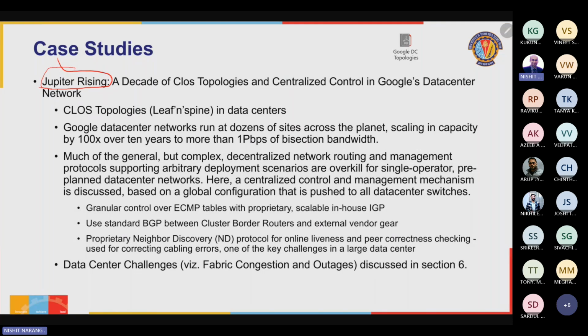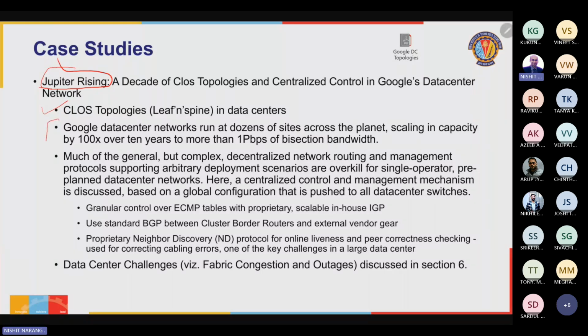Okay, so the paper is titled Jupiter Rising, a decade of Clos topologies and centralized control in Google's data center network. So once again, the paper demonstrates how for a decade now, almost 10 years now, Google's been using the leaf spine topology in their data centers, Clos, but the variant of Clos called leaf spine. That is what they're using in their data centers.